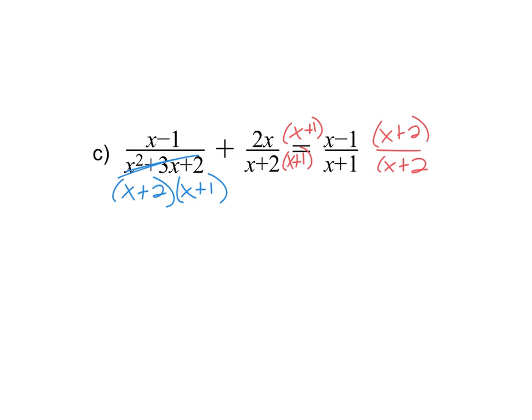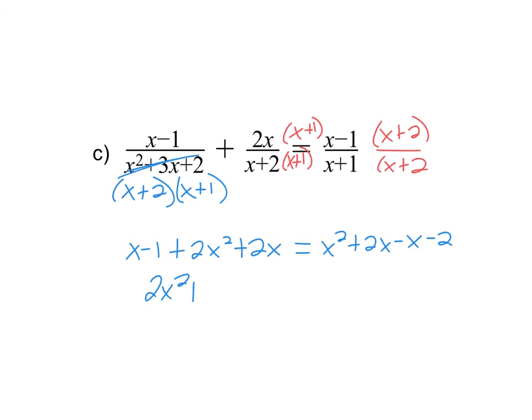So I'm going to go ahead and drop my denominators too. So x minus 1 on the first one, plus distribute. So 2x squared plus 2x equals, go ahead and FOIL on the right, so that would be x squared plus 2x minus x minus 2. Clean it up. I'm going to clean up the left side first, so it gives me 2x squared plus 3x minus 1. Over here it gives me x squared plus x minus 2.